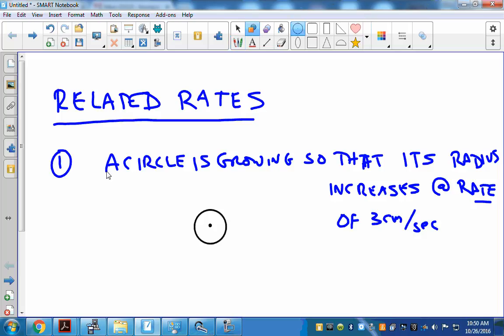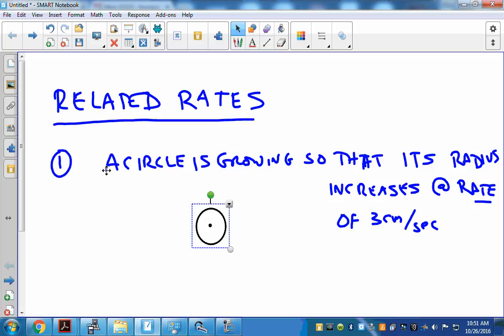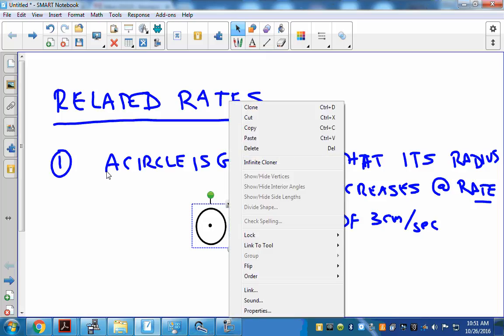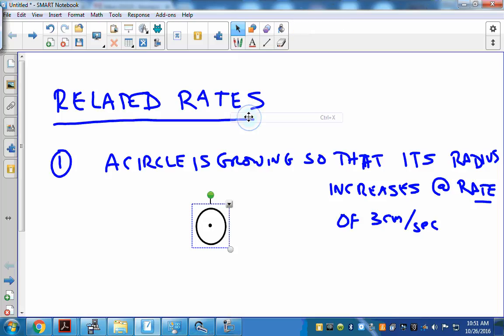So again, small circle, and then grows. Okay, so the circle grows at a rate of 3 centimeters per second. Okay, so we have a circle, and it is growing at a rate.